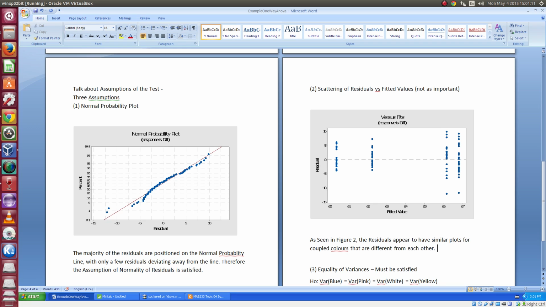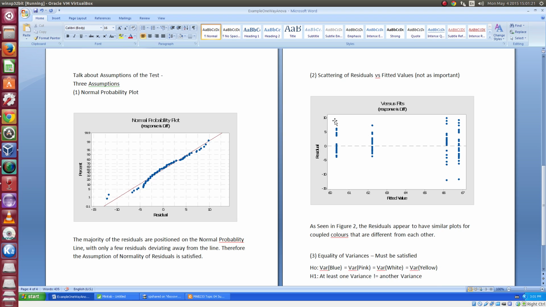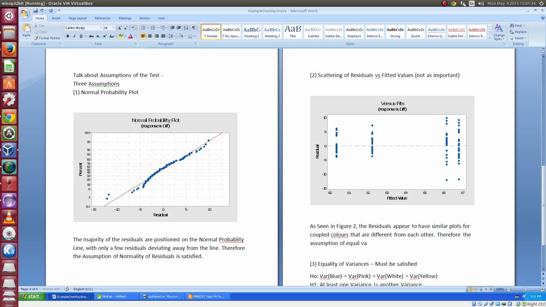So if you're reading this and you're not sure what I mean by that, residuals have similar plots for coupled colors. So this is coupled, this is coupled. I think they have similar variances, but these couples are different. So this couple looks to be very different from that, so that are different from each other. That's what I mean by that. Therefore, the assumption of equal variances may not be satisfied.